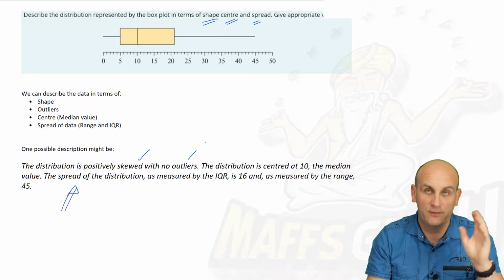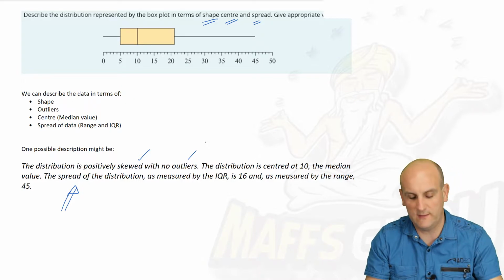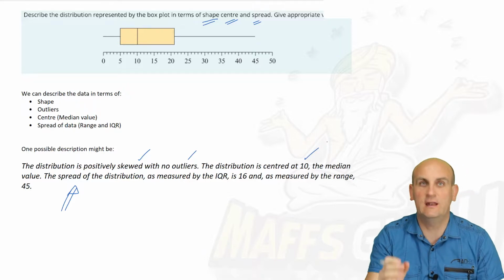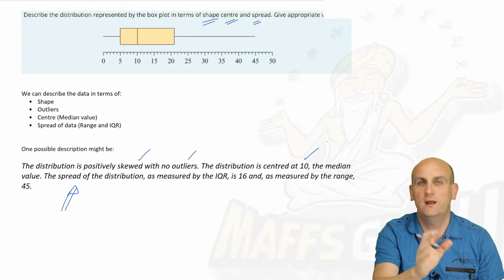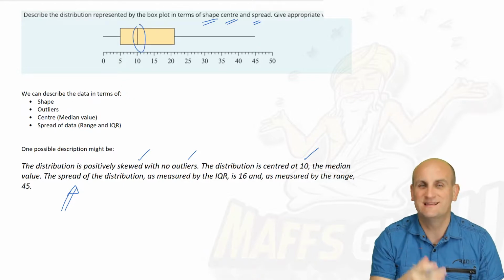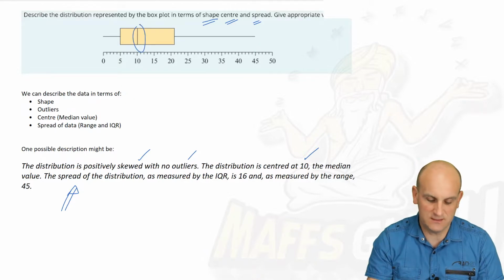It is literally: the distribution is positively skewed with no outliers. Full stop. The distribution is centered at 10. Good. So now I've shown the examiner I know what it means by center. Yes, because the center is that line there. It's the median. That is the center of my data.